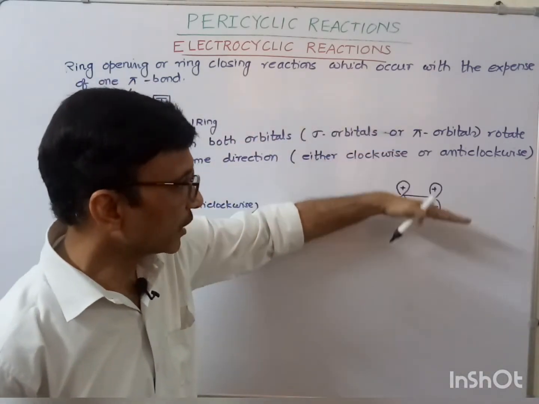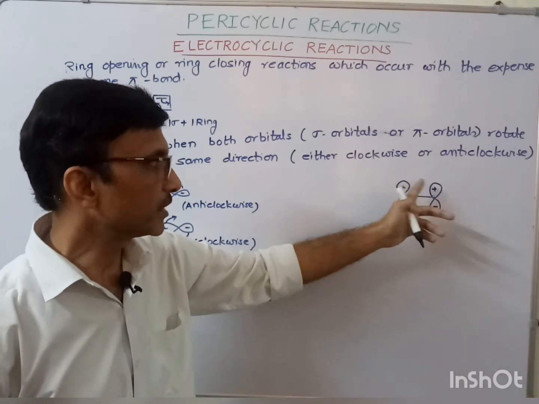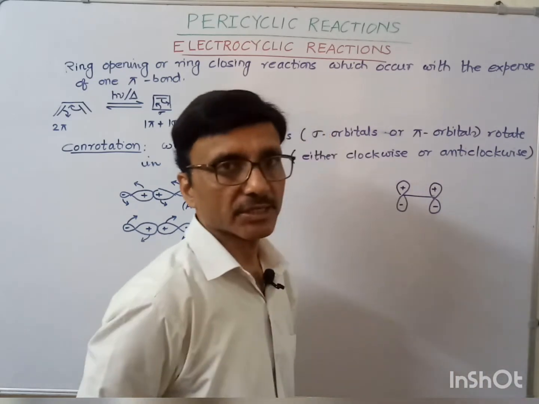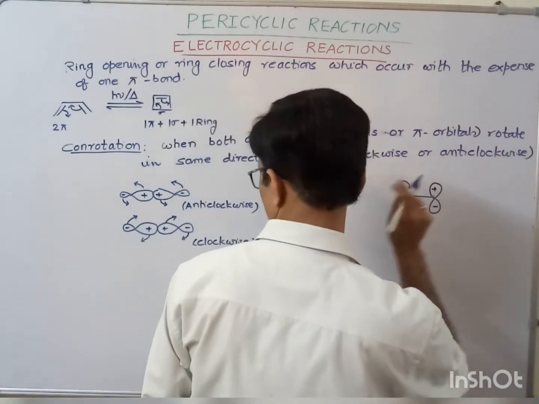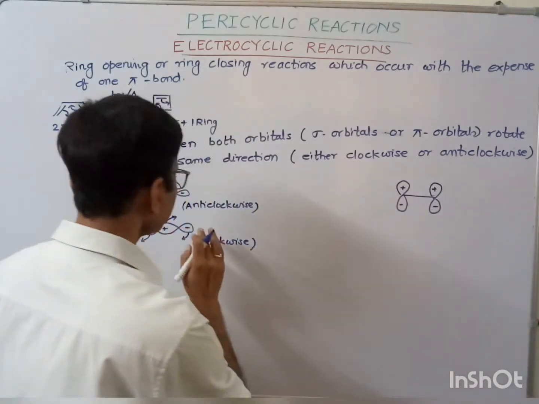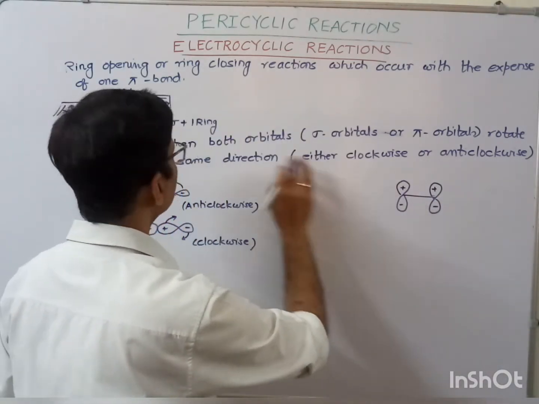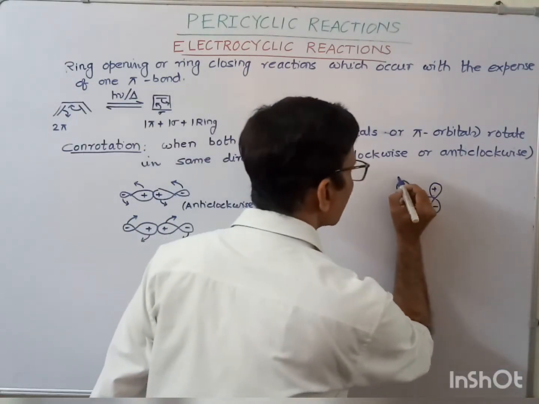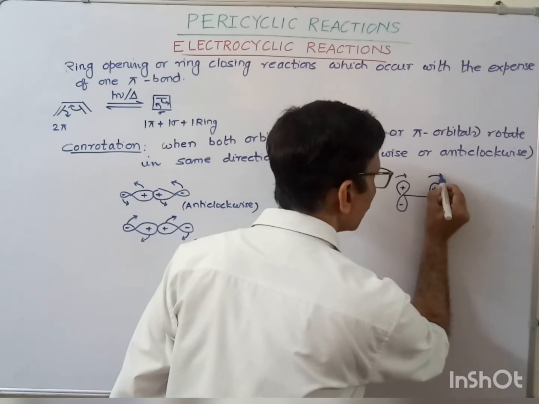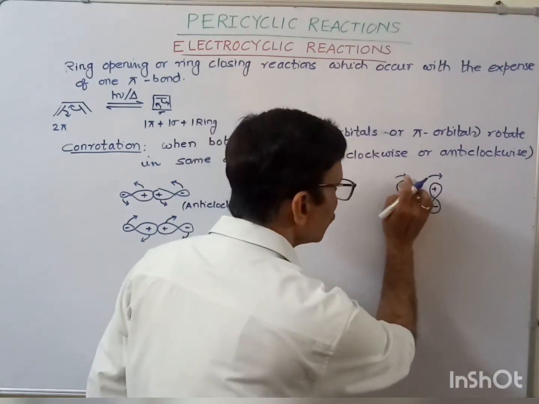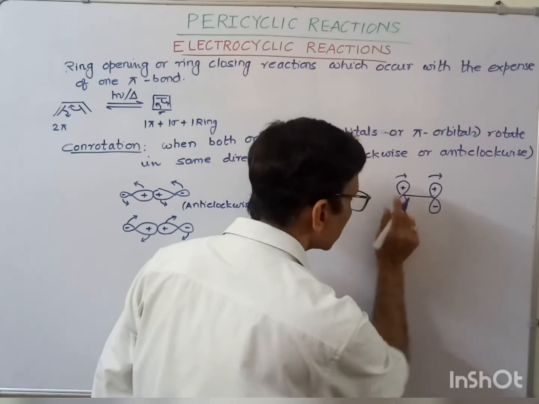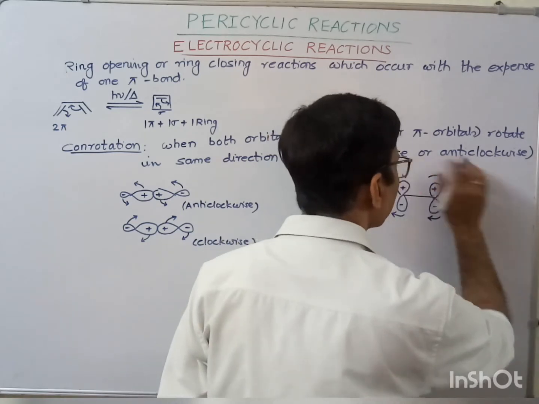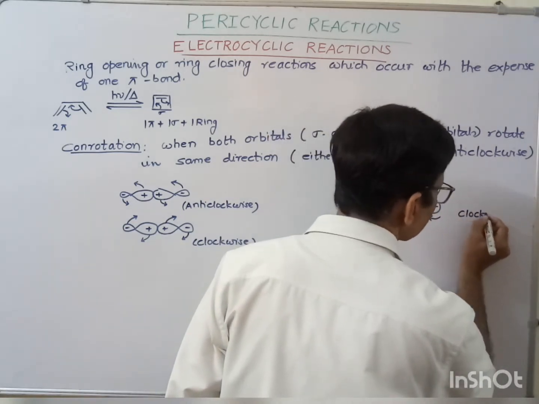So pi overlap will occur. This is pi overlap. So plus plus, minus minus. Okay, so suppose one moves in a clockwise and the other in an anti-clockwise direction. During conrotation, both orbitals move in the same direction. So if this orbital moves here in a clockwise direction, this also moves clockwise. So if this moves here, then this will go over here like this. In the same way, this will go over here. So this is our clockwise rotation of two orbitals.